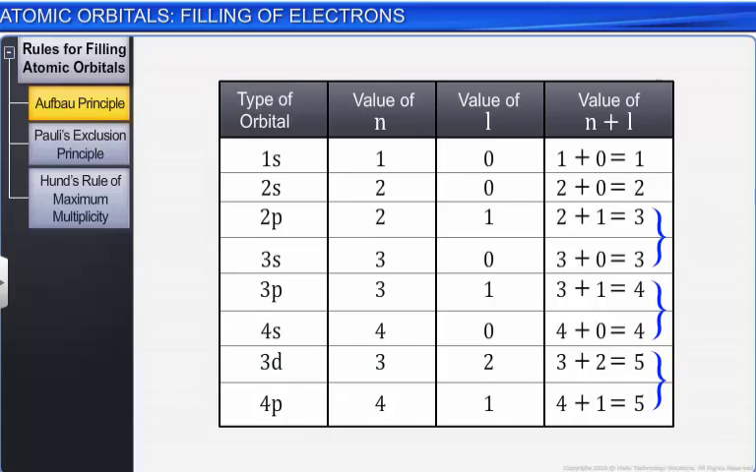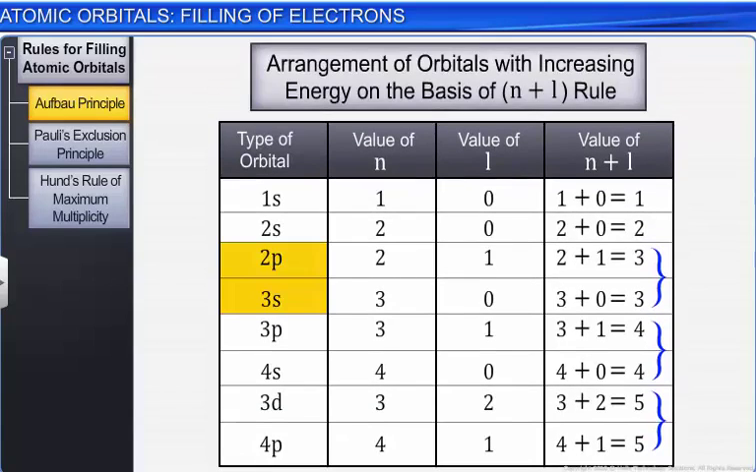The orbitals 2p and 3s have the same value of n plus l, which is 3. Now, as per the n plus l rule, the orbital with the lower value of n has lower energy and hence is filled first. Thus, 2p is filled first, followed by 3s. Let us observe the arrangement of orbitals up to 4p in increasing order in accordance to the n plus l rule in the following given table.